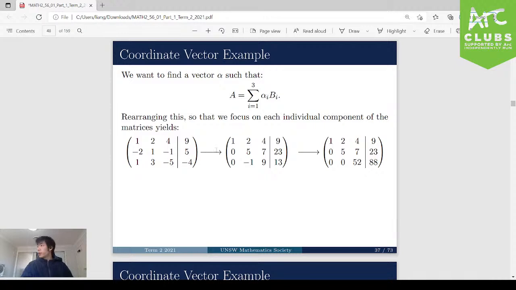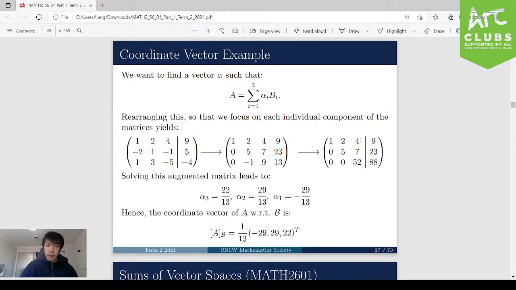We then proceed to reduce this, okay? And we get this in the end, and then we can just back sub, right? So by back substitution, you can have alpha 3 equals 88 on 52, which is 22 on 13, and then you back sub that into this row. Once you find alpha 2, you back sub into this row, you have alpha 1. And so the coordinate vector of A with respect to B can be written as, if I just take the 1 on 13 out, alpha 1 first, so -29, alpha 2, 29, alpha 3, 22.